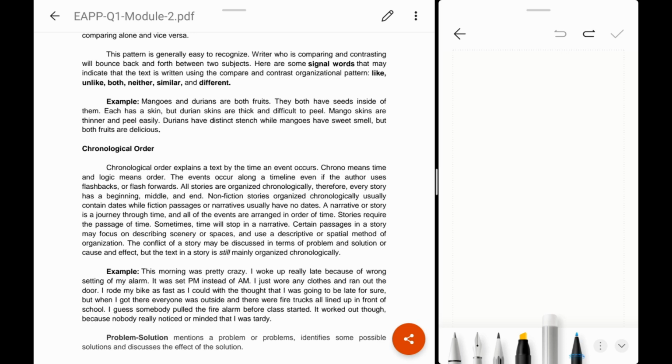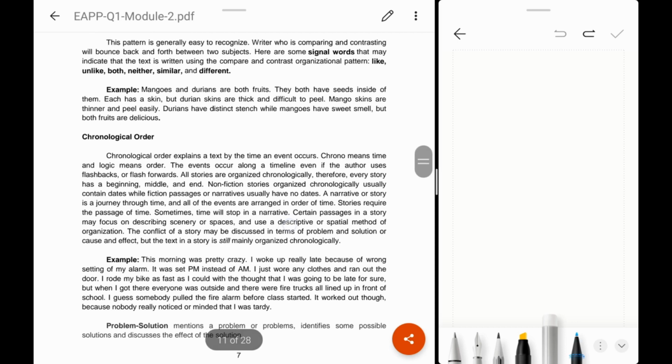Pinagkaiba yon, na makapal daw yung balat ng durian at mahirap balatan. And then the writer also says mango skins are thinner and peel easily. So manipis daw ang balat ng mangga at mas madaling talupan. And then finally, the writer says durians have distinct stench. May kakaiba daw na amoy or alingasaw ang durian, while mangoes have sweet smell. Manamis-namis daw amoyin ang hinog na mangga. So, it's a difference of the two fruits being compared.